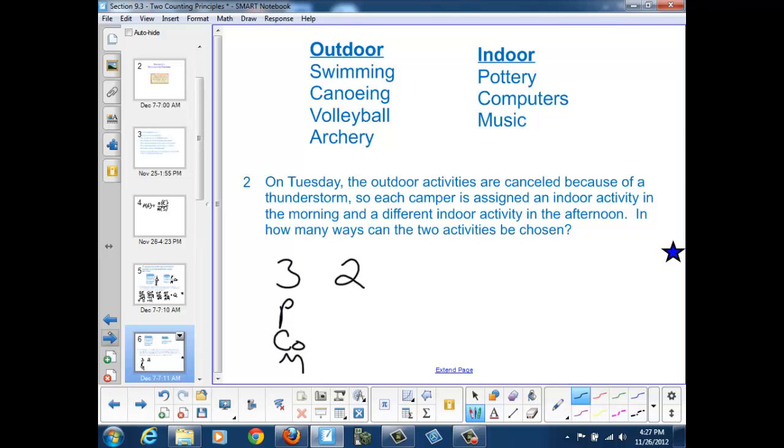So now, for each of these, I would have 2 possibilities, which would give me a total of 6 possible ways the 2 activities could be chosen.